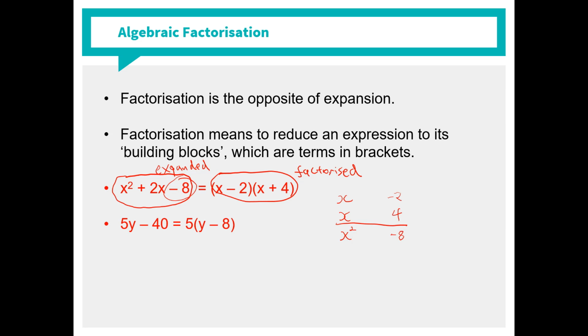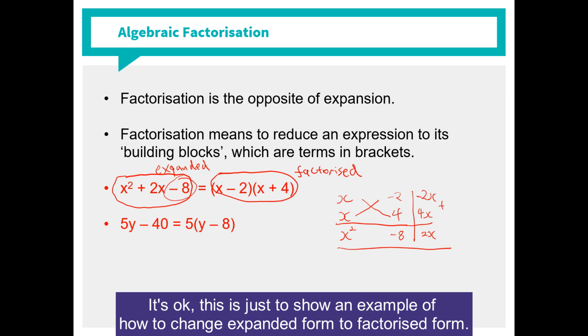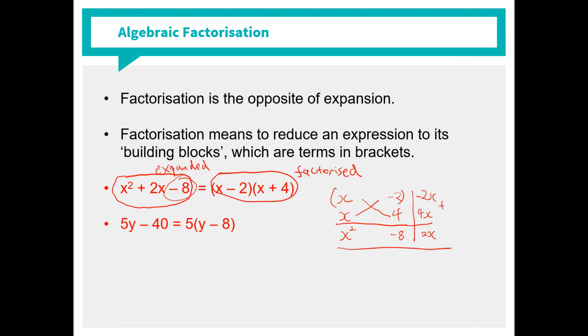So x times negative 2, we get negative 2x. x times 4, we get 4x. And we add them up together, we get 2x, which is the term in the middle. Sounds like I'm talking about something that you don't understand. It's okay, this is just to show you an example of what is expanded form and factorized form. This is the factorized form.